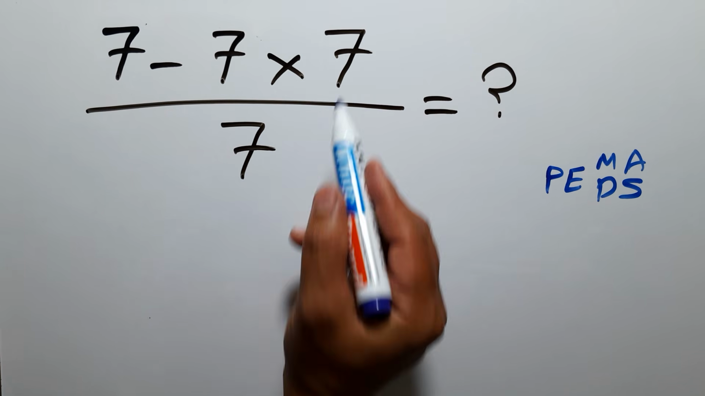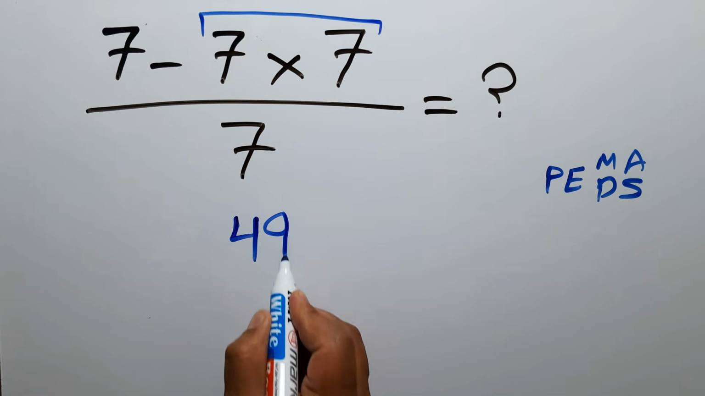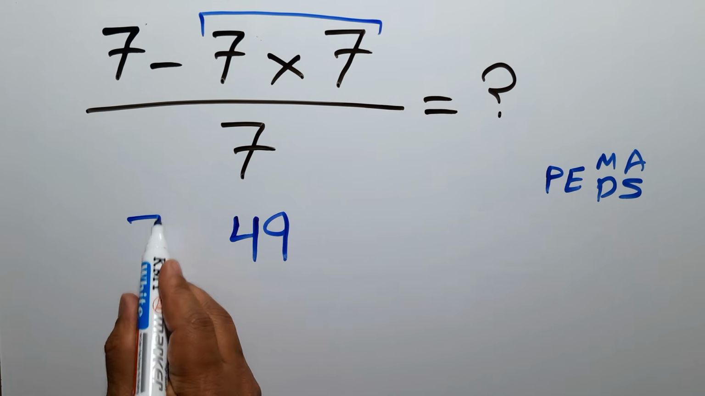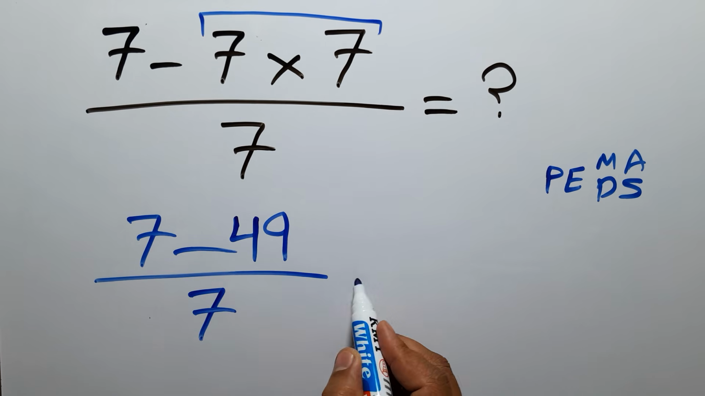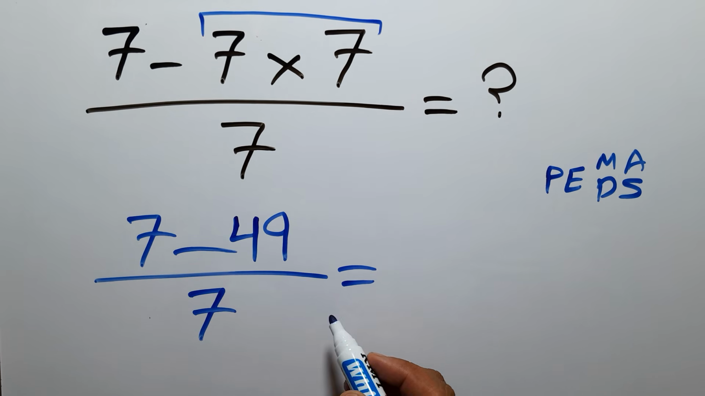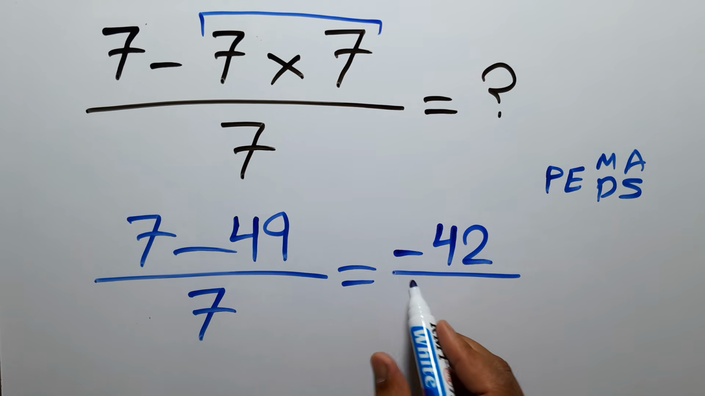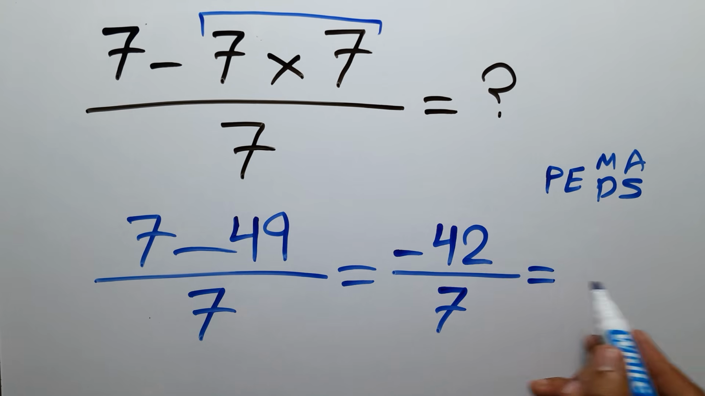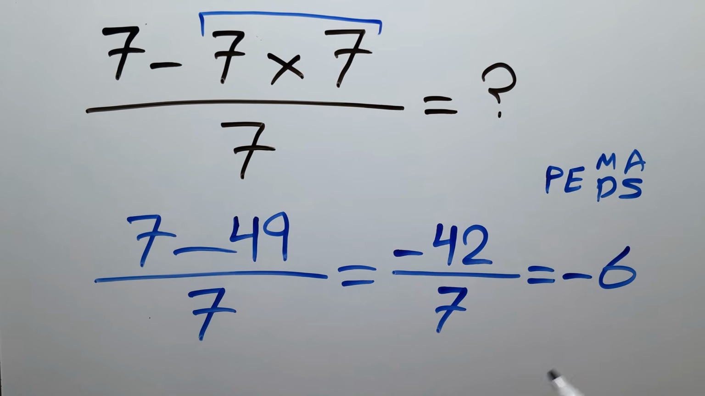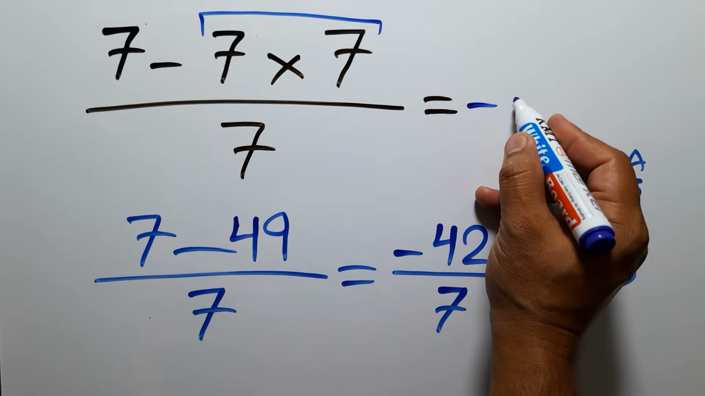7 times 7 gives us 49. So we have 7 minus 49 over 7. Okay? 7 minus 49 gives us negative 42. So we have negative 42 over 7, which gives us negative 6. And this is our final answer to this problem. The correct answer is negative 6.